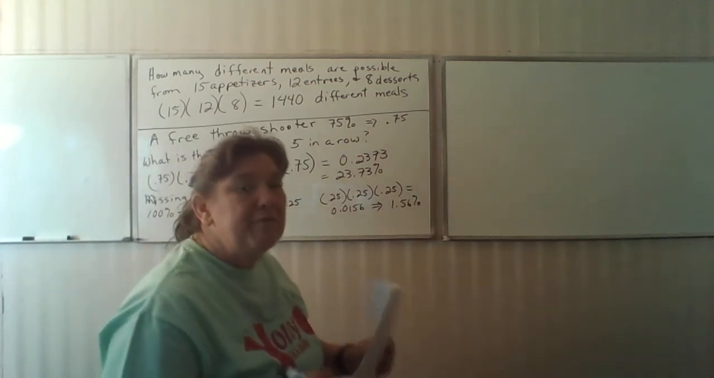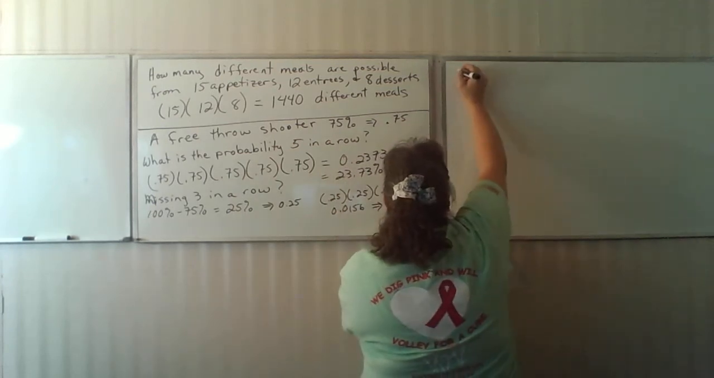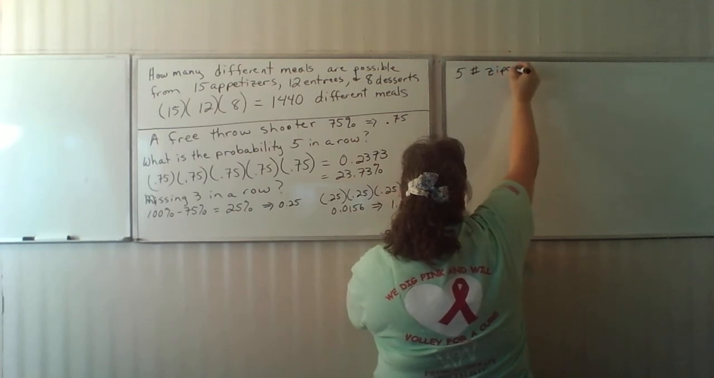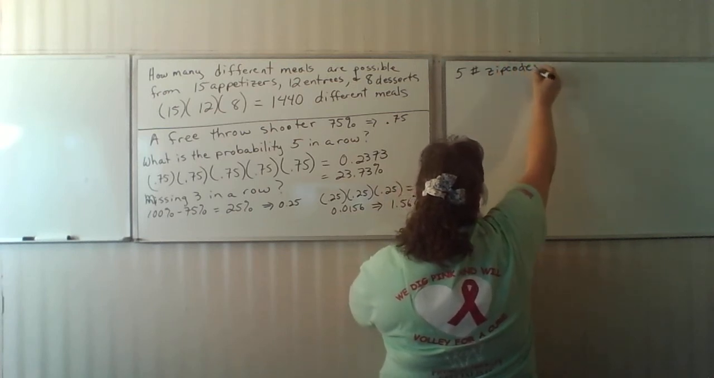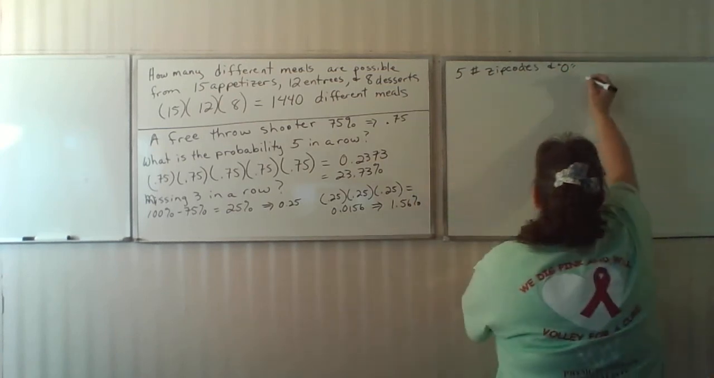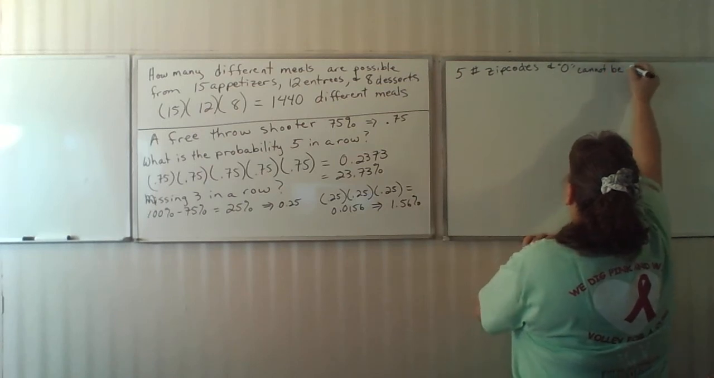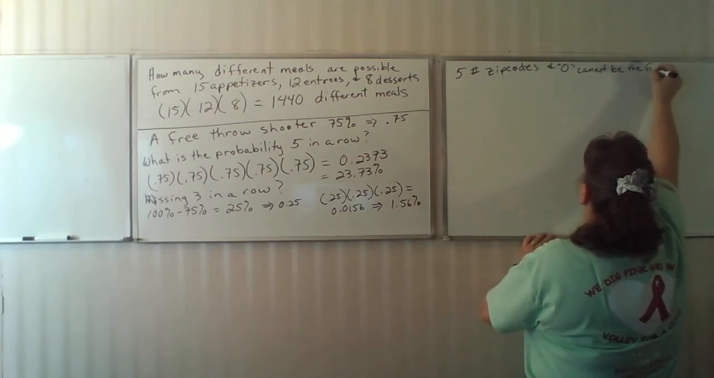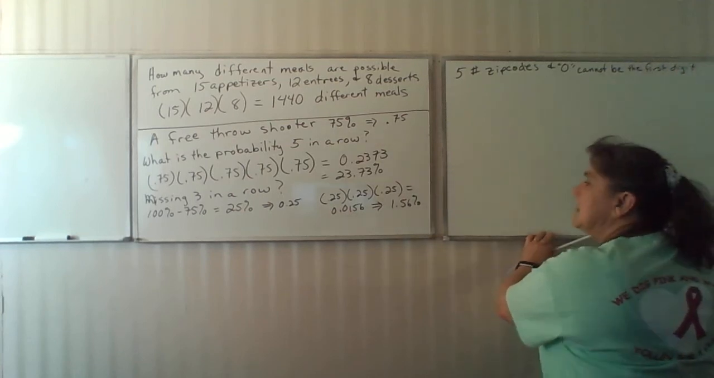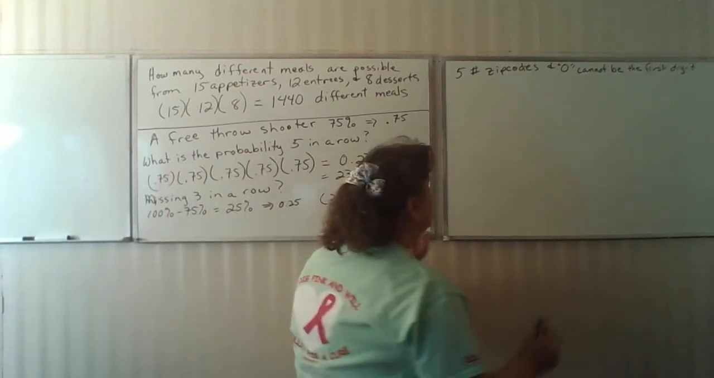How many different 5-number zip codes can be made? And 0 cannot be in the first one. Okay, so first of all, how many digits do we have? That's where we have to start with this. How many digits do we have?